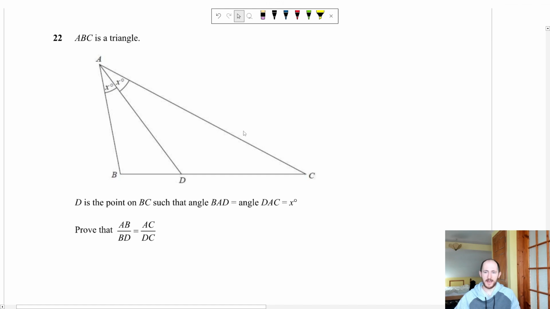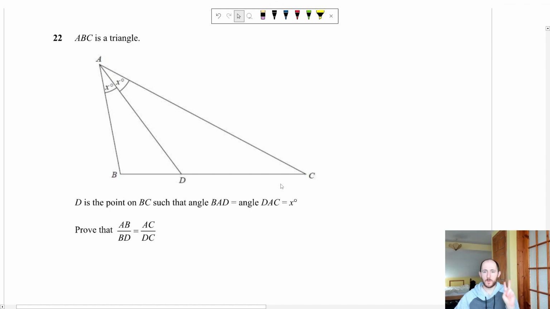Because I don't have any sides, I'm just going to have letters, and it's quite complicated, right? Like, I mean, it's quite a bit. So what we need to do is get an equation that will relate AB, BD and AC, DC. And the one I'm actually thinking of is the area.